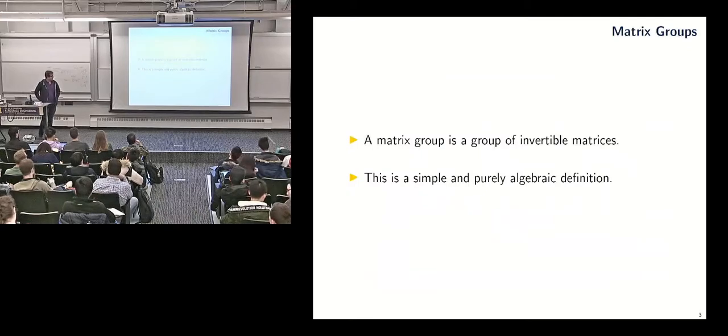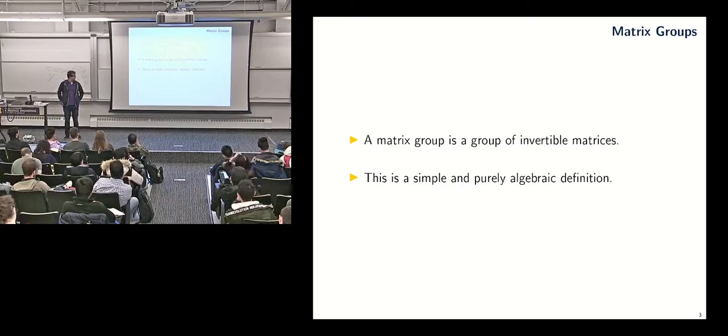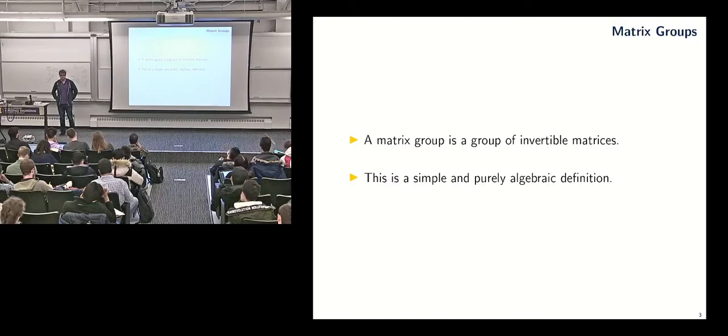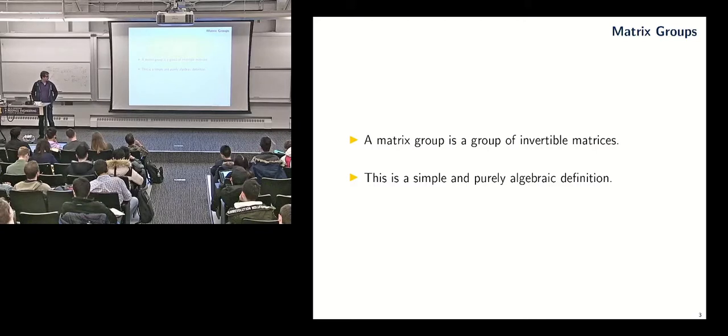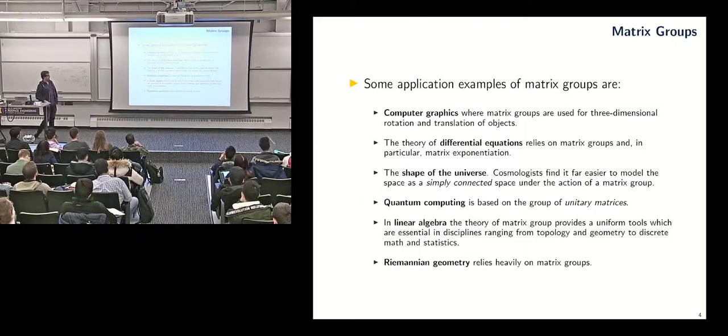A matrix group is just a group of invertible matrices. There are 3 important things in this sentence: the word group, the word invertible, and the word matrices. I'm assuming everyone knows what an invertible matrix is, right? It's just a matrix that you can multiply by something else and get back the identity. But I'm assuming that not everyone in this room knows what a group is. Is that correct? Okay, we'll get to that in the next slide.